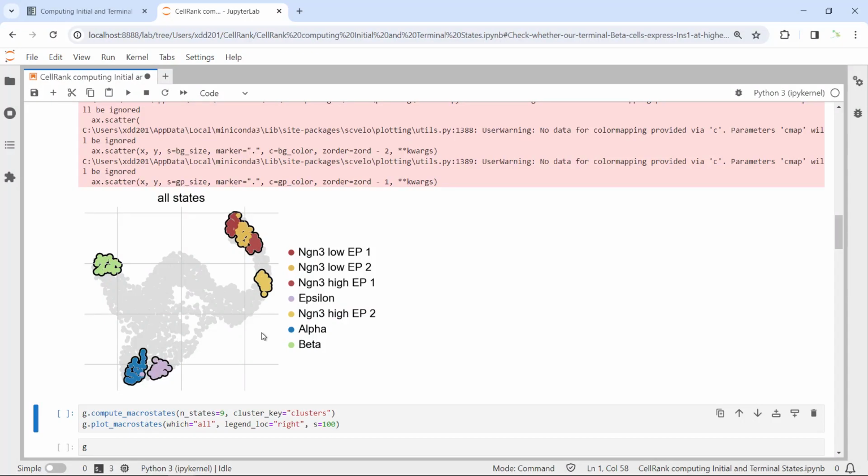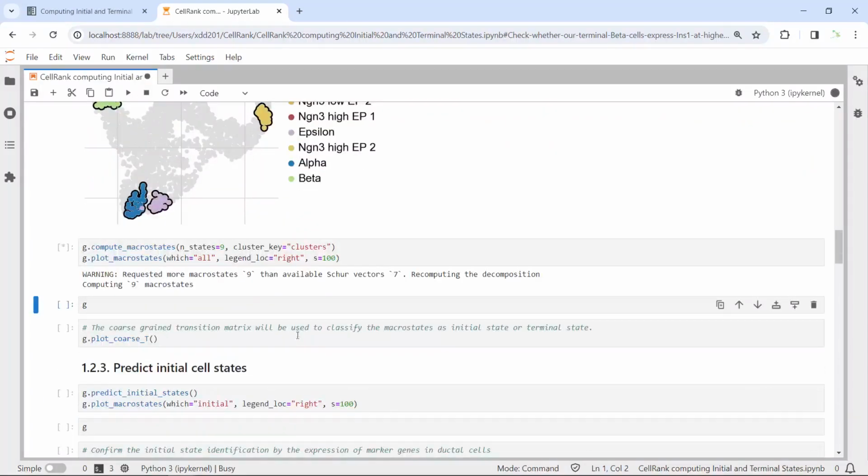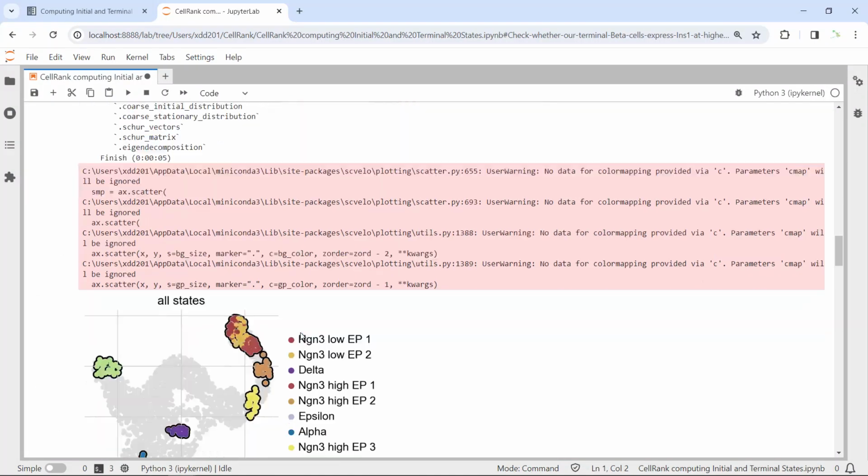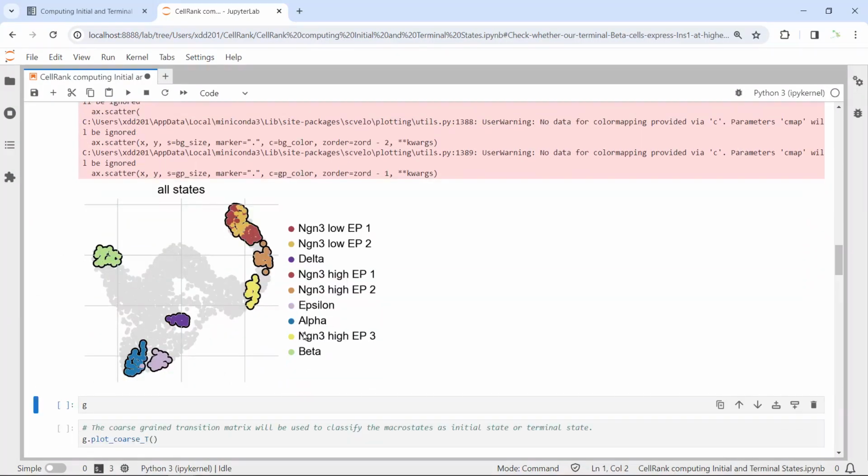So we can increase n_states until we can identify the delta cell cluster. So we can increase from 7. I tried. If we set n_states as 9, then we can identify the delta cell cluster. Let's run the code for n_states as 9. You can see now, if we set n_states as 9, we have 9 cell clusters, and now we have the delta cell cluster.